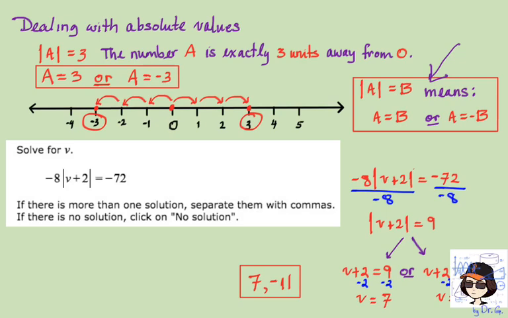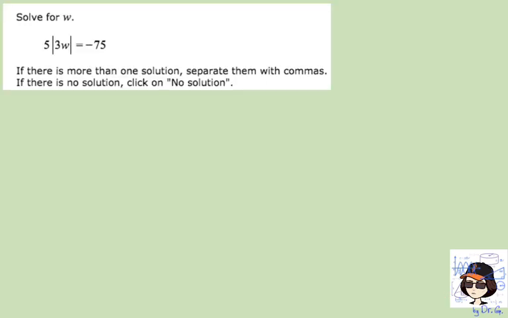All right, let's look at another example. Let's get a slightly different problem. This one we're solving for W. It says 5 times the absolute value of 3W is equal to -75. So once again, in order to use that concept, I have to first isolate the absolute value. In this case, I need to divide both sides by 5. Once I do that, I get the absolute value of 3W is equal to -25.